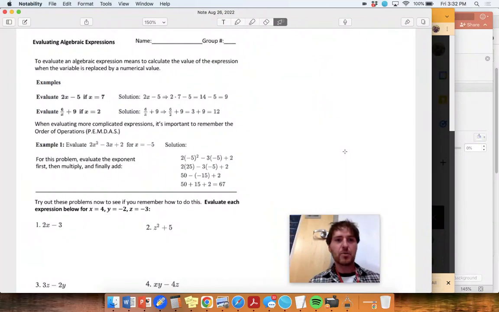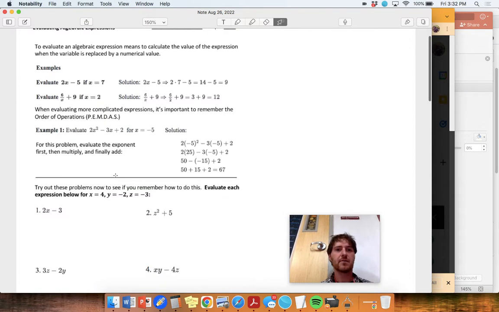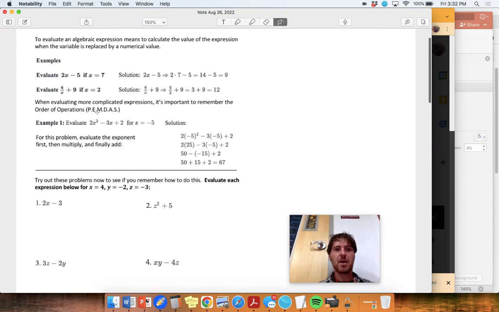All right, hey everybody, got another one of these review assignments evaluating algebraic expressions. So you go ahead and read this on your own. We're just plugging in, substituting in values and evaluating them. And we got to keep PEMDAS in mind.